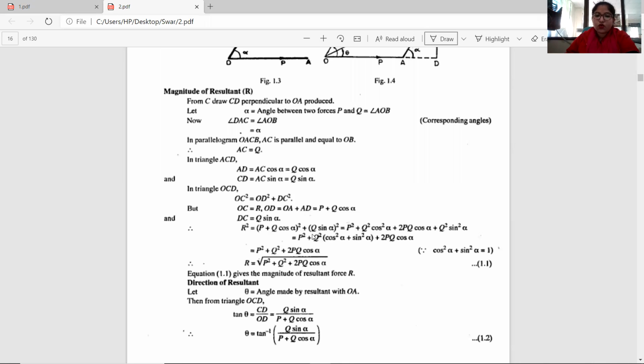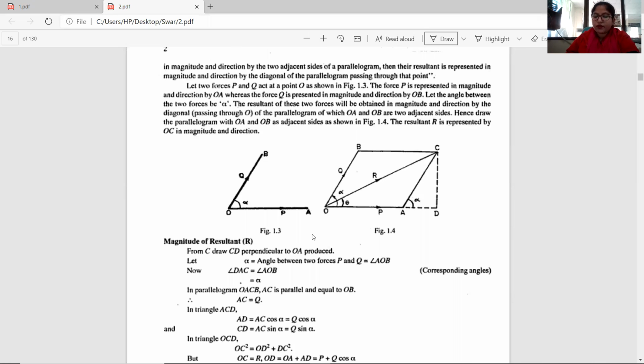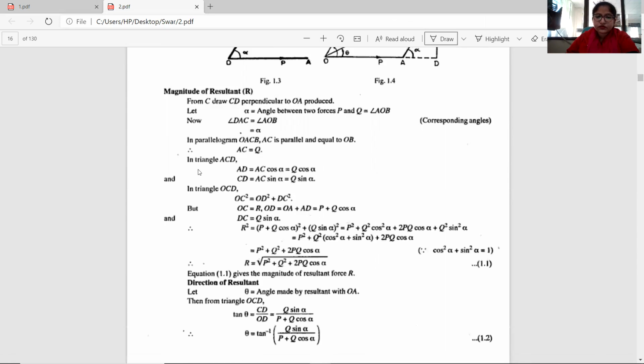In parallelogram OACB, AC is parallel and equal to OB, so AC will be Q. Then in triangle ACD, AD equals AC cos alpha, which is Q cos alpha, and CD equals AC sin alpha, which is Q sin alpha. Why is AD equal to AC cos alpha and CD equal to AC sin alpha?